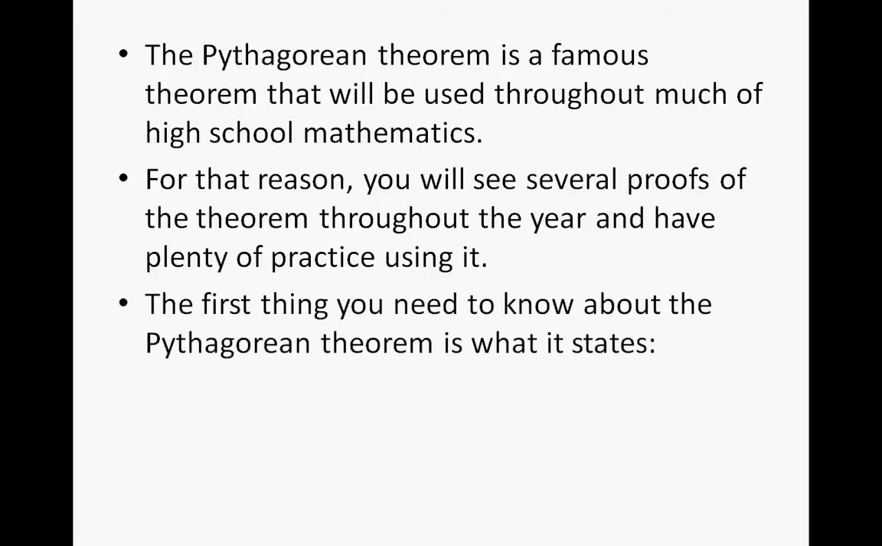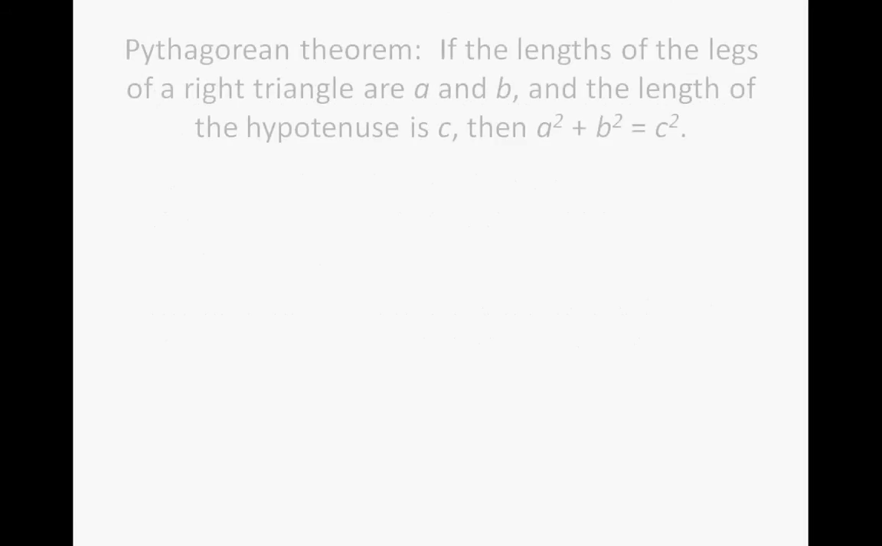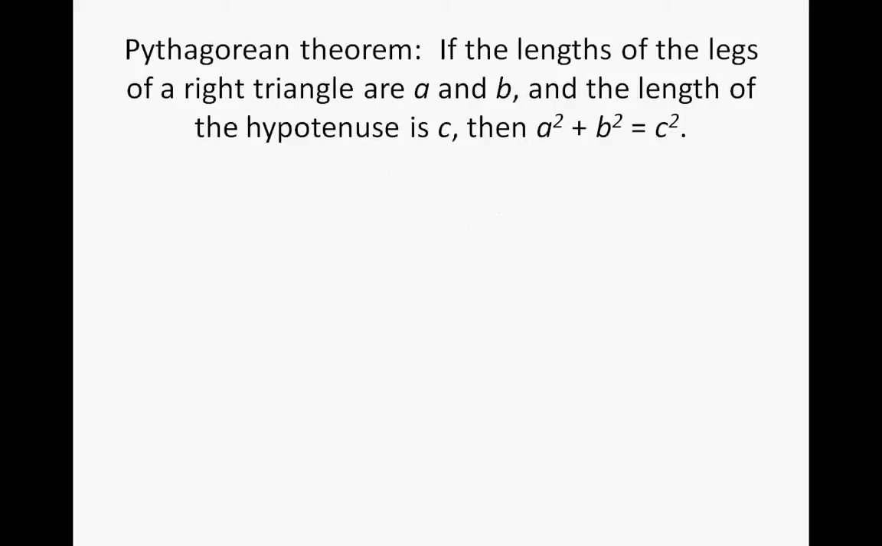But the first thing you need to know about the Pythagorean Theorem is what it states. And that is, if the lengths of the legs of a right triangle are a and b, and the length of the hypotenuse is c, then a squared plus b squared equals c squared.